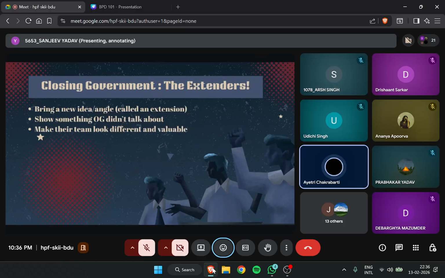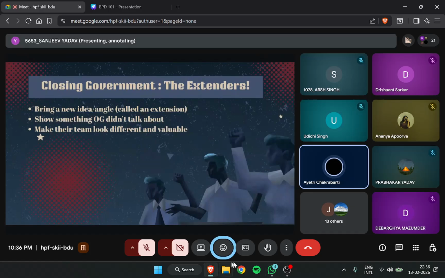Right. Closing benches are very, very fun to do. Note that closing benches also help you a lot because you don't have to constantly write from the very beginning, and that is why I love closing benches. Now, coming to CG. CG is called the extenders simply because they add a new layer, right? They bring a new argument, a new layer that makes the entire government case deeper.